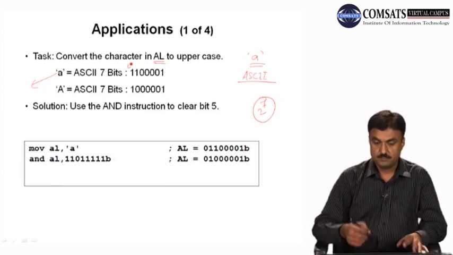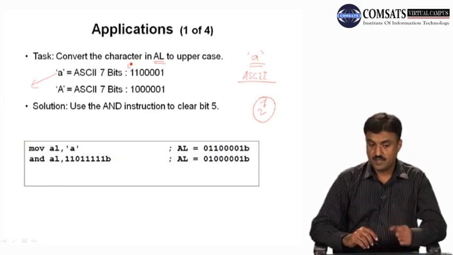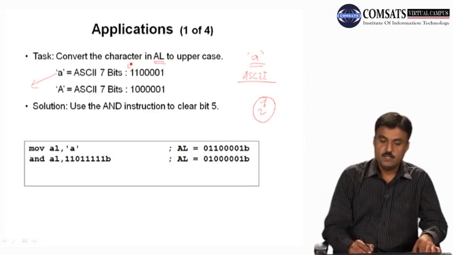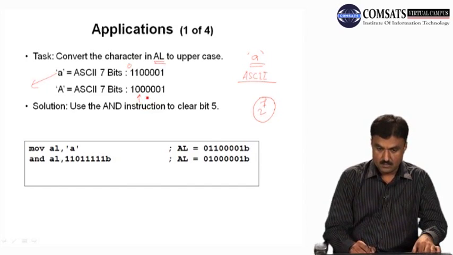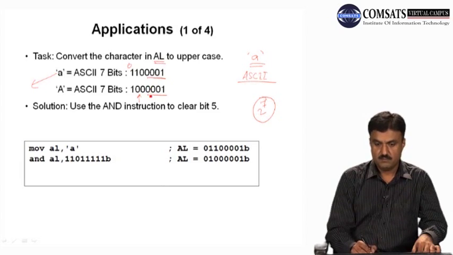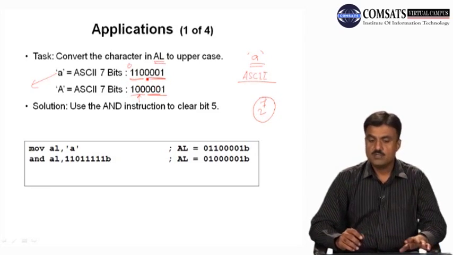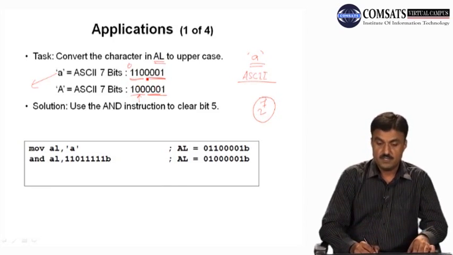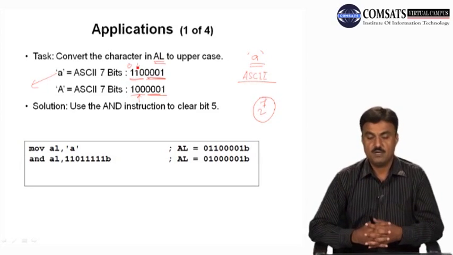Now what will happen here, the difference between capital A and small a is only this bit. These 4 bits are almost similar, actually the 5 bits, but we divide them into the three most significant bits and the 4 least significant bits. So they are almost similar, only the 6th bit, bit number 5 here, is different.